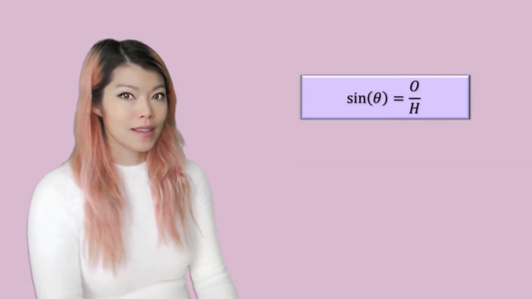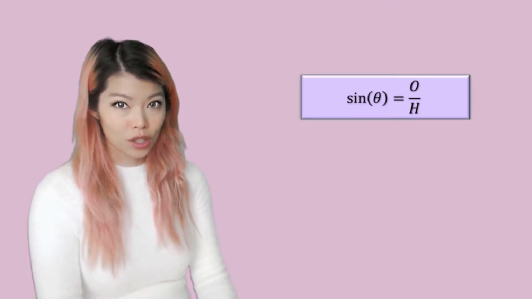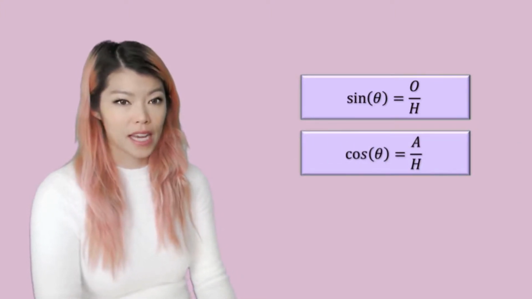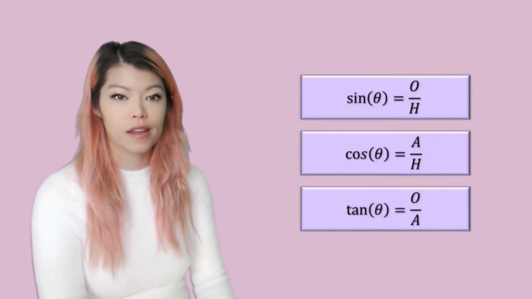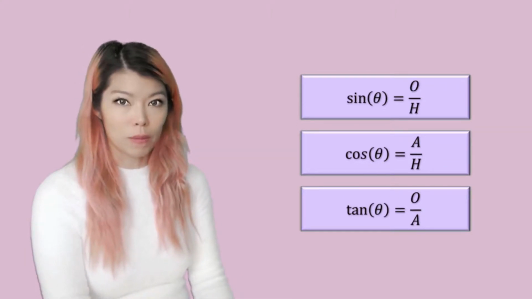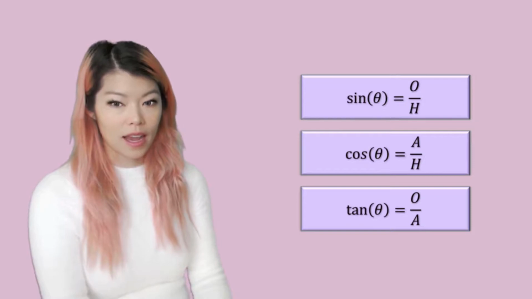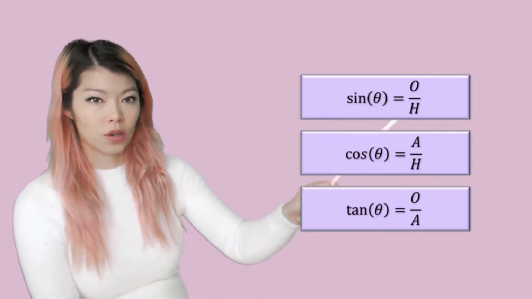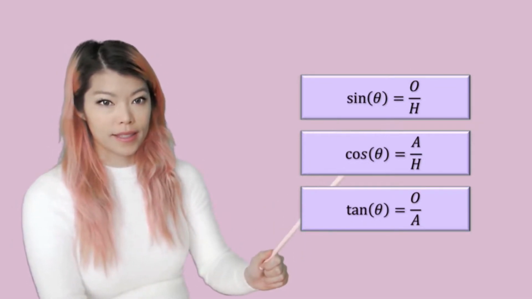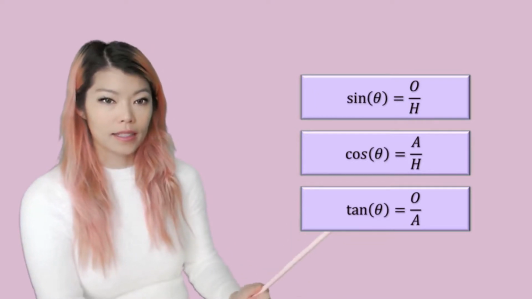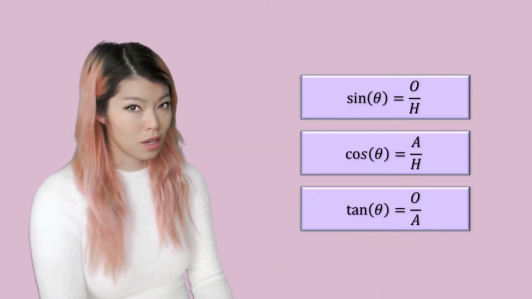So remember, sine is equal to O over h, or opposite over hypotenuse. Cos is A over h, or adjacent over hypotenuse, and tan is O over A, opposite over adjacent. And one way to remember is SOH, you read it as so, CAH is car, and TOA is toa.